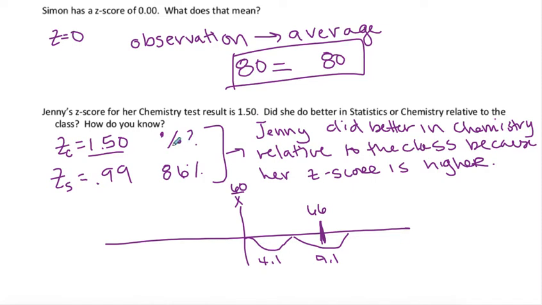66% on the exam, okay, yes, that's worse than how she did on the statistics test. But overall, relative to the class that she was taking, this was going to be the better score because of how it was relative to the class.